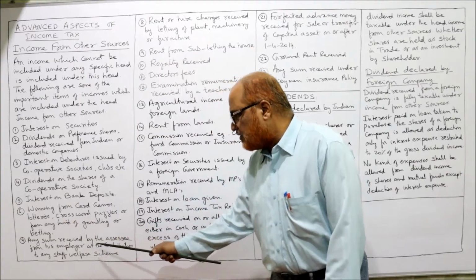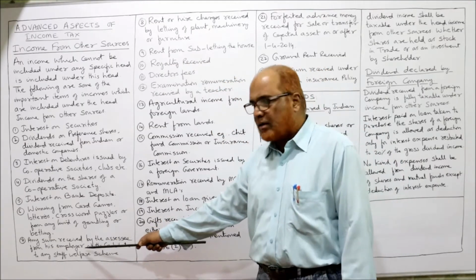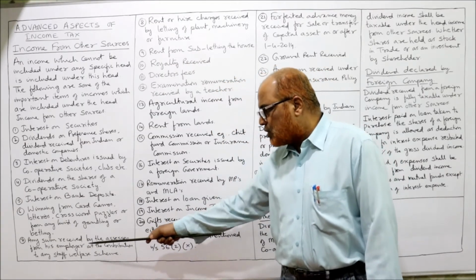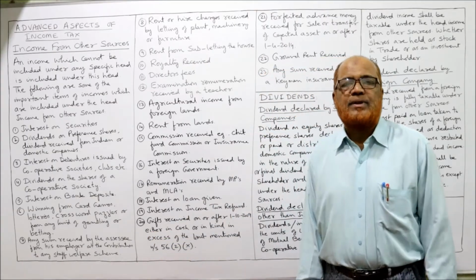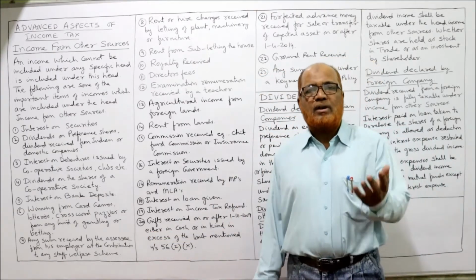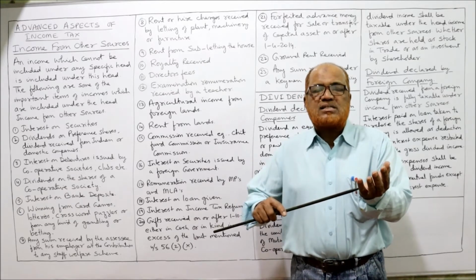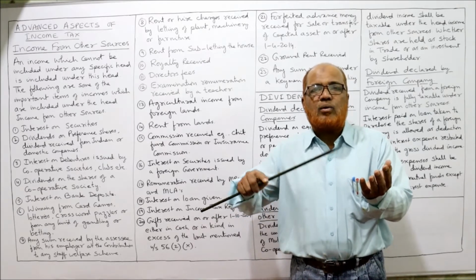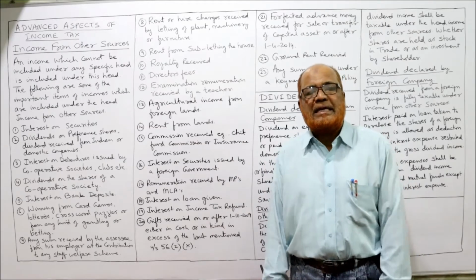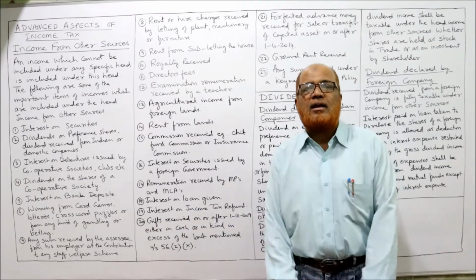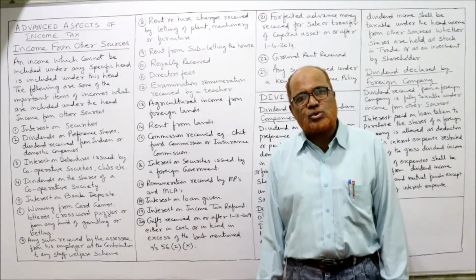Next, any sum received by the SSC from his employer as the contribution of any staff welfare scheme. Some of the employers will maintain staff welfare schemes. From that staff welfare scheme, if any amount is given by the employer to the employee, that is also taxable under income from other sources.